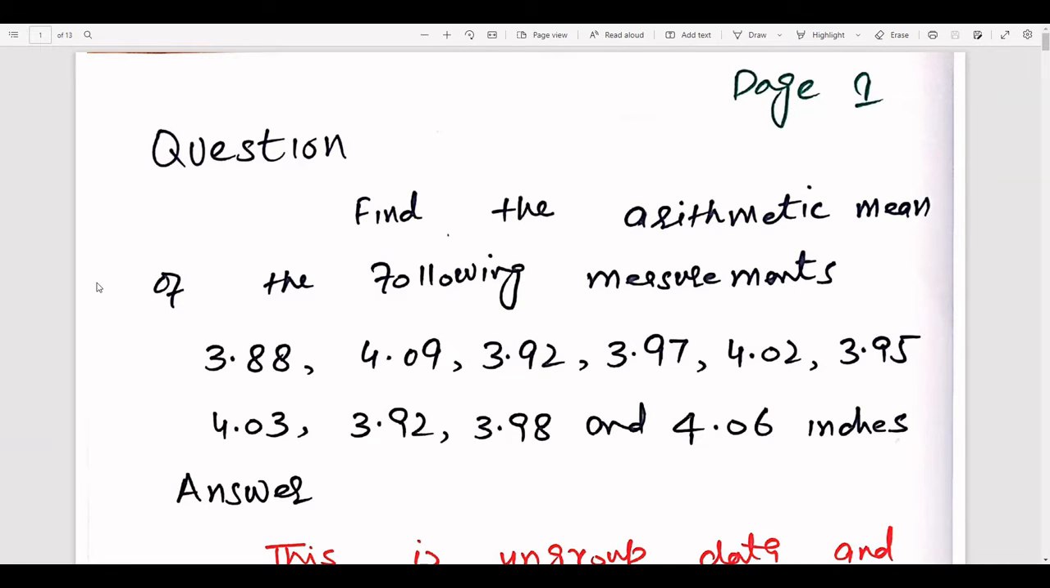In this video, I solve numerical questions about measure of location. The other name of measure of location is measure of central tendency.